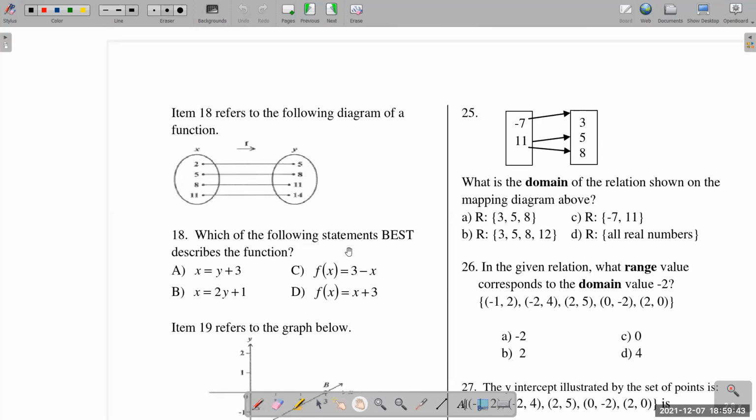Which of the following statements best describes this function? Look at the numbers. You've got X going to Y, because we know this already. And look at how the numbers are moving from 2 to 3. What do you do to 2 to get 3? What do you do to 5 to get 8? What do you do to 8 to get 11? So which one represents this information? How do we usually write a function? First things first, based on elimination, which one looks odd?